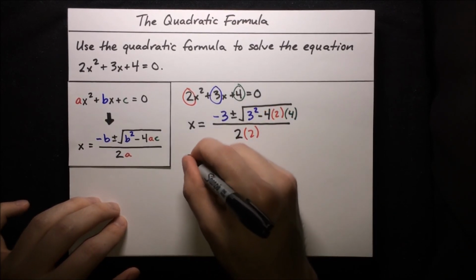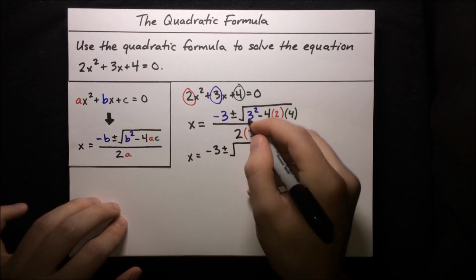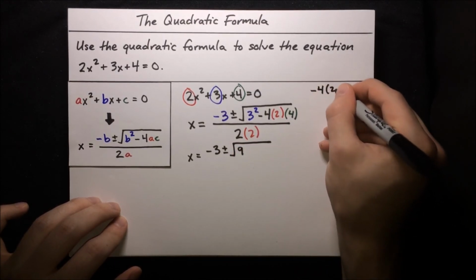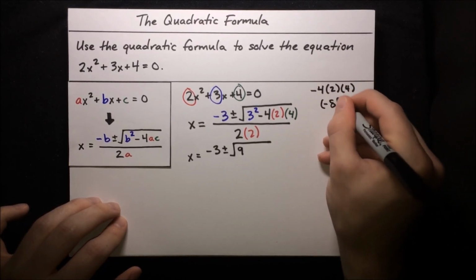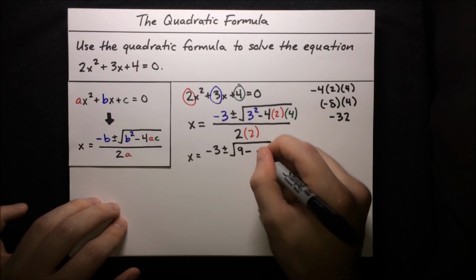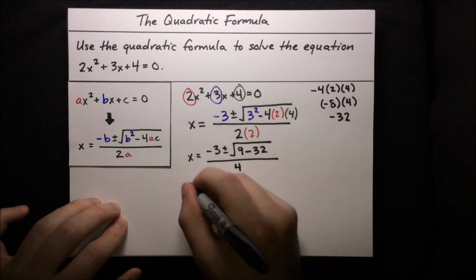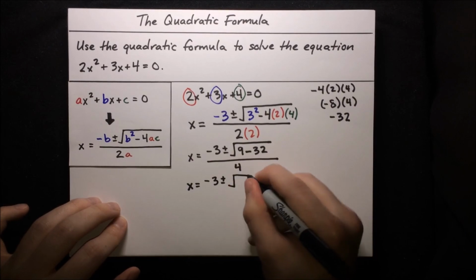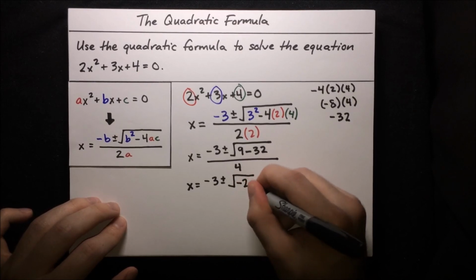We continue computing now, so x equals negative 3 plus or minus root of 3 squared is just 9, so 9, and then let's compute this minus 4 times 2 times 4 on the side. Minus 4 times 2 is minus 8, and minus 8 times 4 is minus 32. So we've got 9 minus 32 on the inside, and that's all over 2 times 2, which is 4. Continue simplifying. X equals negative 3 plus or minus root of 9 minus 32. If you do that subtraction, you should get negative 23.